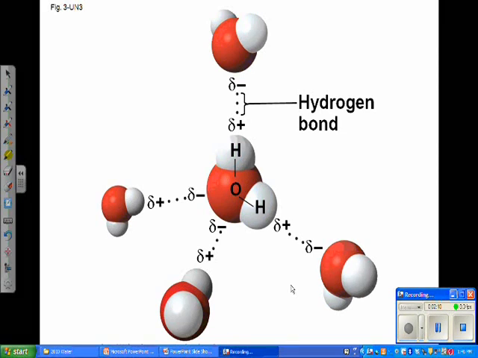Understanding the relationship between the polarity of the water molecule and how it leads to hydrogen bonding is your key to understanding all the properties of water that are important for life on Earth.